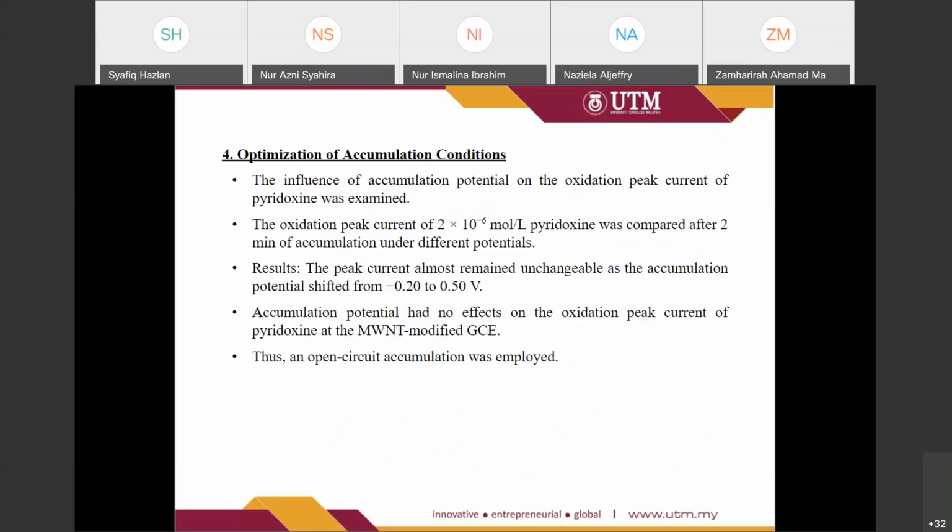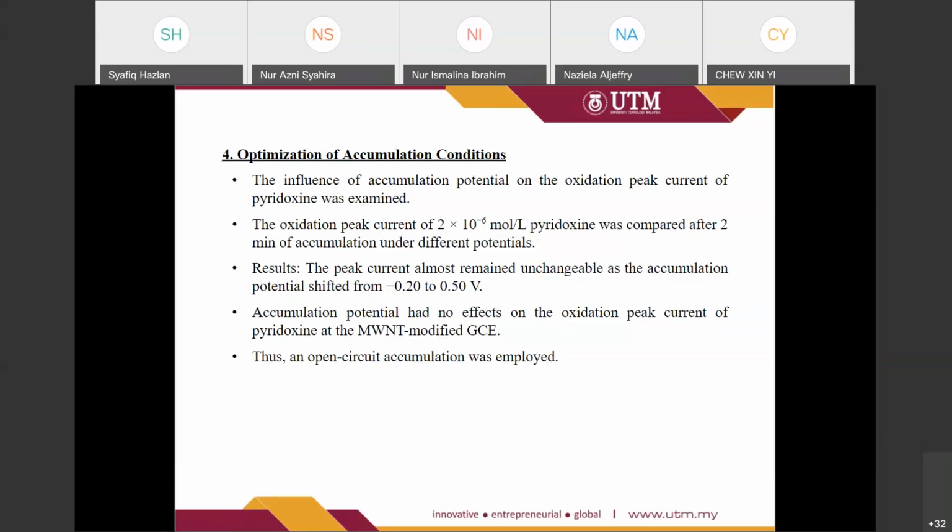Proceed to the optimization of accumulation condition. The influence of accumulation potential on the oxidation peak current of pyridoxine was examined. The oxidation peak current of 2 times 10 to the power of negative 6 mole per liter pyridoxine was compared after 2 minutes of accumulation under different potentials.